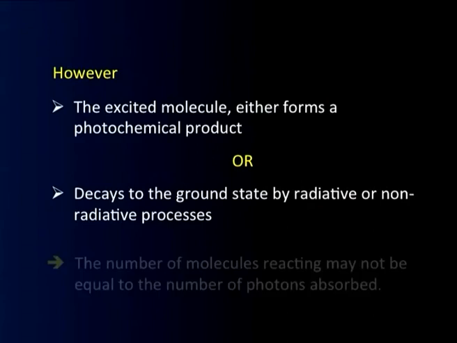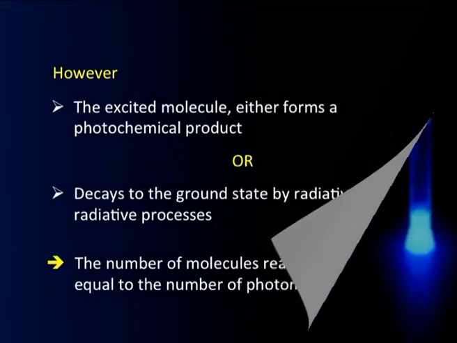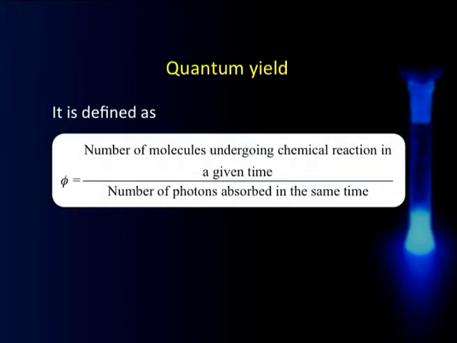But since we also have photophysical processes accompanying them, we expect that the number of molecules which will react as a consequence of photoabsorption may not be equal to the number of photons absorbed. So, that is going to be different, and this difference is quantified in terms of a parameter called quantum yield or quantum efficiency. This is basically defined as follows. We give it the symbol phi, and it is defined as the number of molecules which undergo chemical reaction in a given time. That means, you have a reaction vessel, you give light to that.